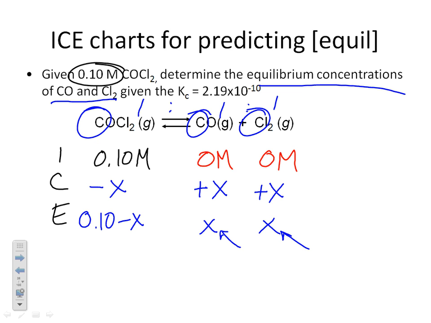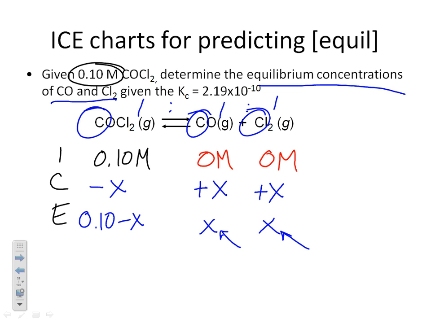So if you do not have enough information to fill in your ICE chart with numbers, then you start filling it in with unknowns. Minus X, plus X, plus X. They're all the same because the COCl2, the CO, and the Cl2 are in a 1-to-1-to-1 relationship. So if you lose 1 mole of the COCl2, you gain 1 mole of the CO, and you gain 1 mole of the Cl2. That's the second step of our 3-step process complete for equilibrium problems.